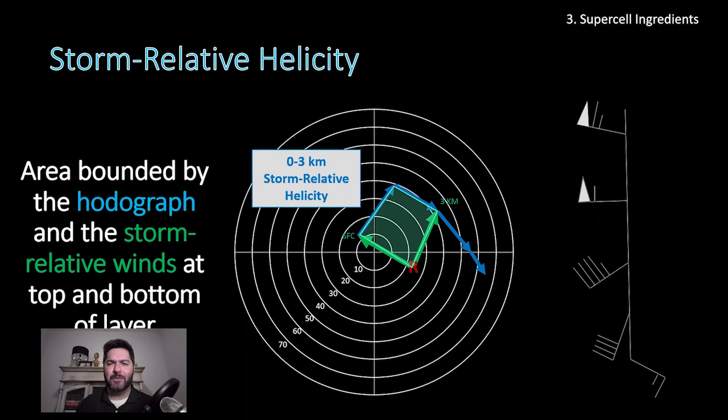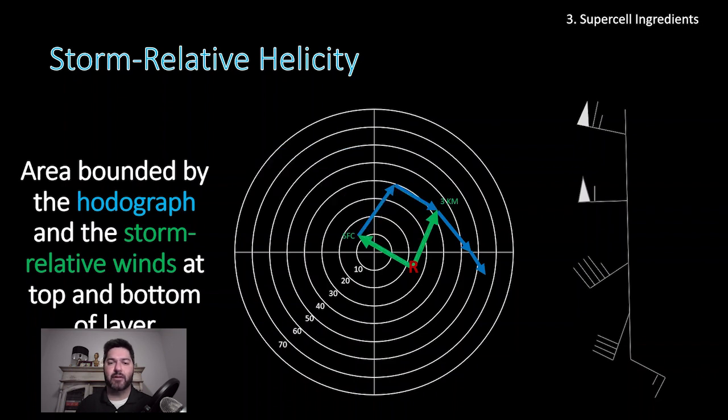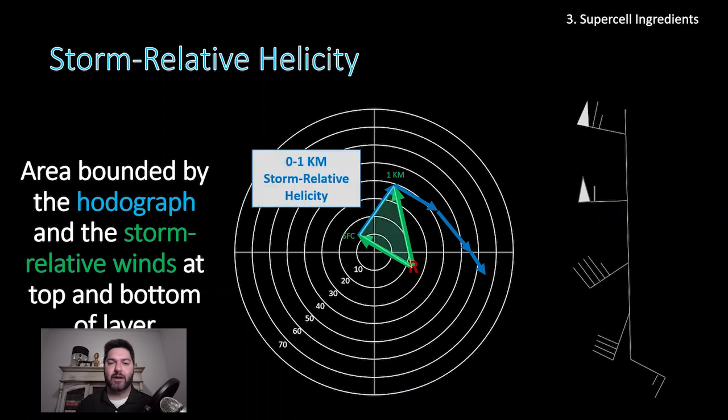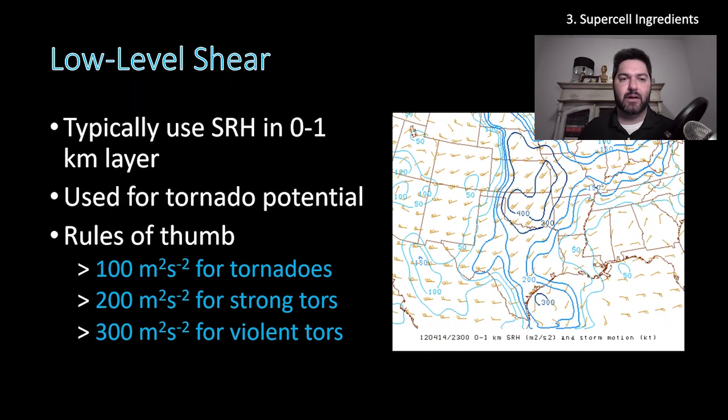Now, for tornadoes, I would say it's even more important to look at the 0 to 1 kilometer layer. So if you looked at that, that would be this. This little triangle is the 0 to 1 kilometer storm relative helicity. Now, 0 to 1 kilometer helicity is also known as low level shear. It's used primarily for tornado potential.